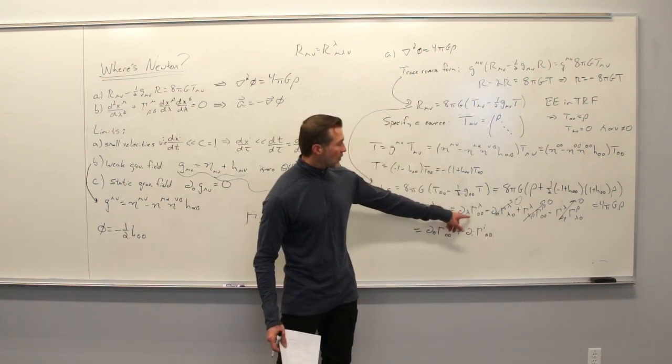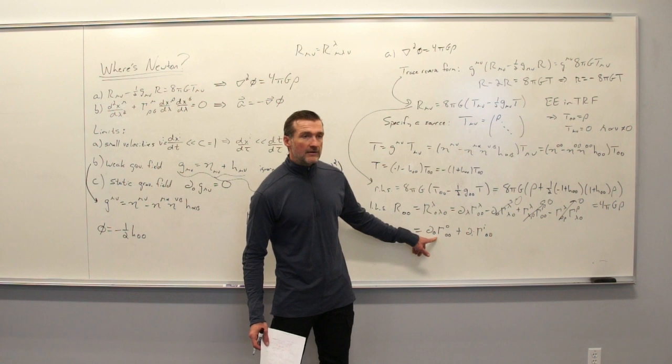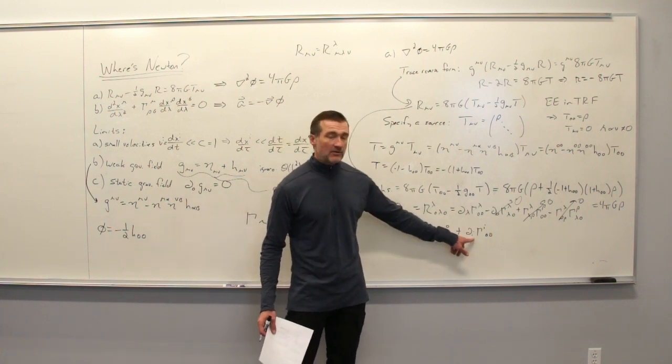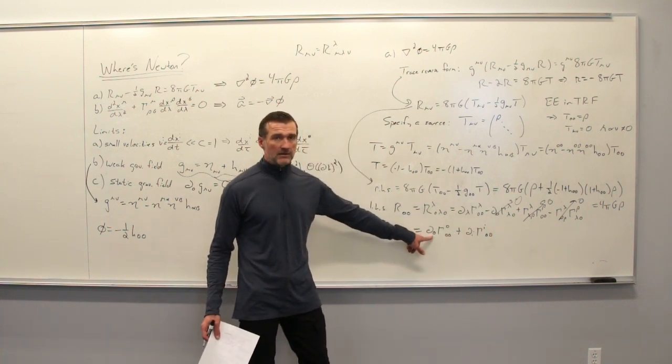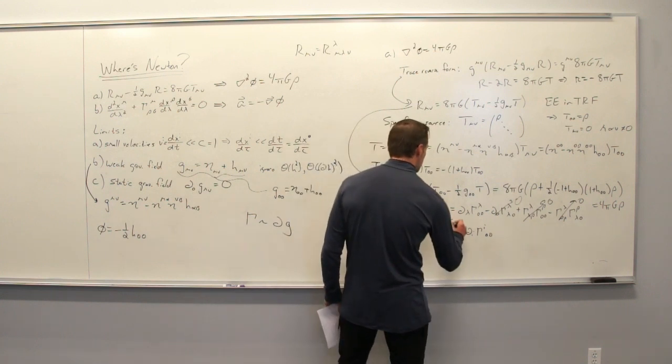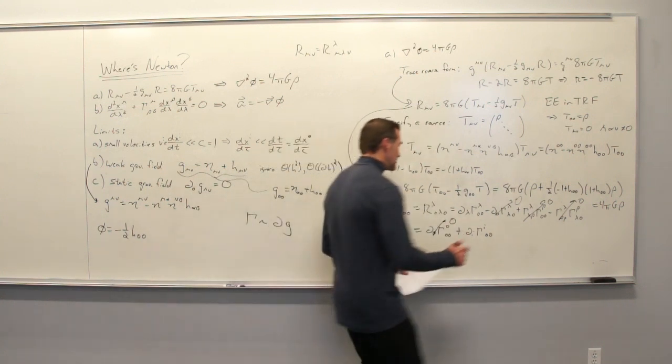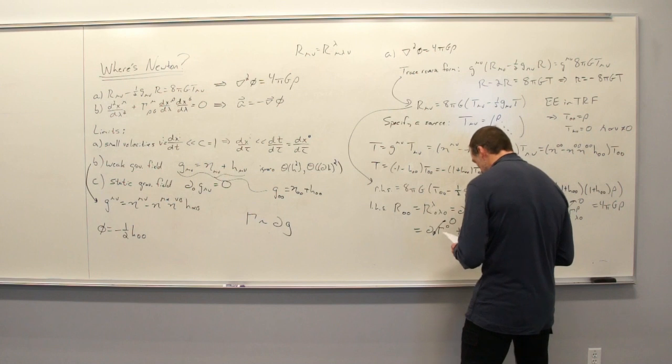Okay, this is the sum over all lambdas. It's going to have the lambda equals 0 contribution, and then the spatial contributions. What is this term? This is 0. Okay. So now let's blow up the spatial Christoffel symbol.